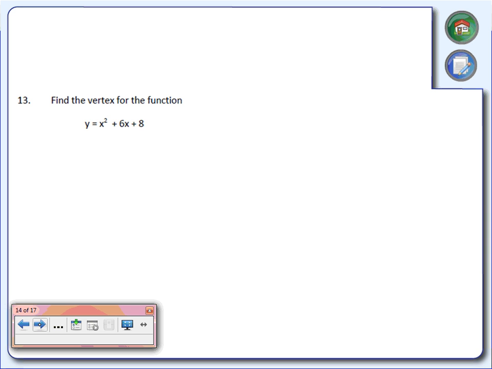All right, let's try and get one more done here. Find the vertex of this function here. We can do this a couple of different ways. I think the fastest way is to graph it, graph it, and find the vertex.